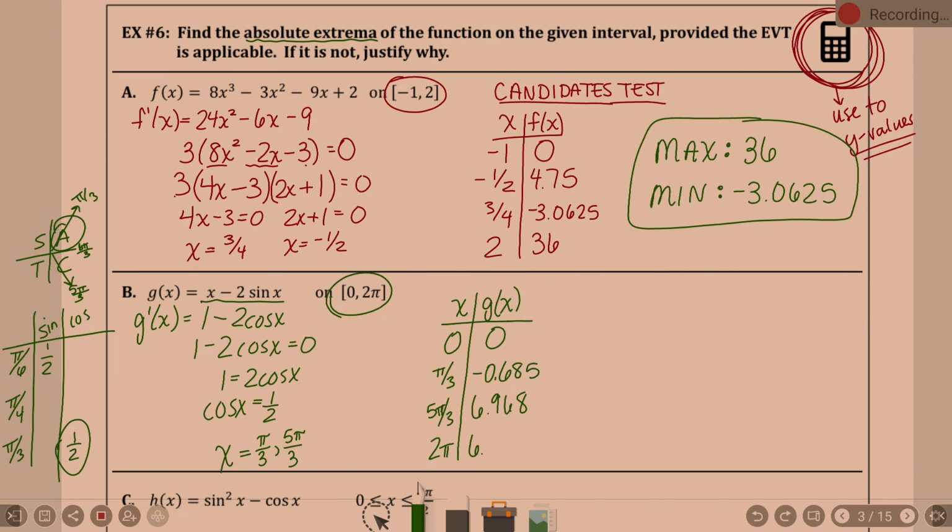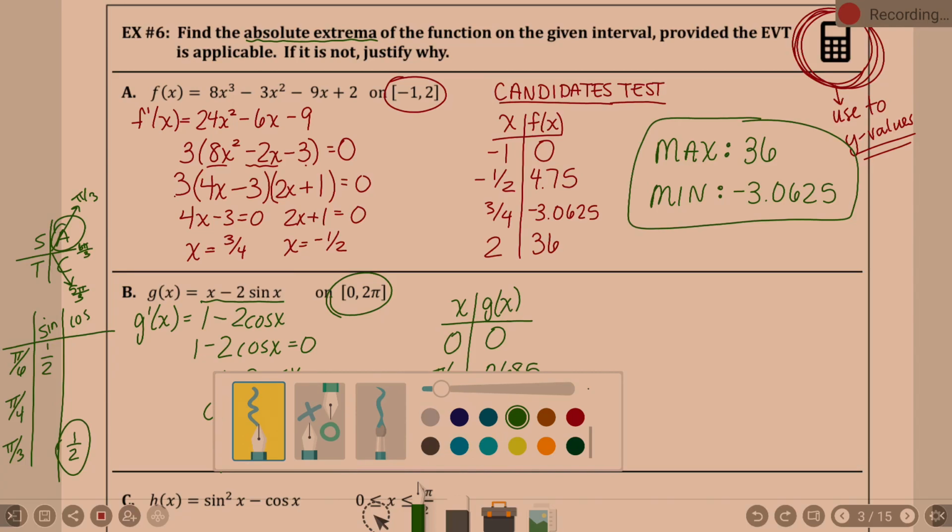2 pi is 6.2. Are you in radians or degrees? You need to be in radians if you're inputting radians. I'm in radians. How would you use it? If we are inputting radians, I'm looking at the wrong one. I was looking at 5 pi over 3. I was like, that's not what I got. There we go.